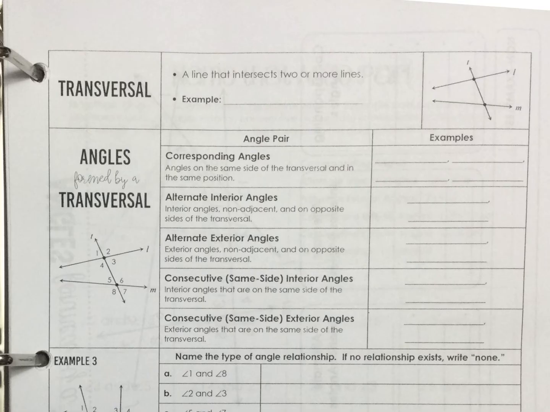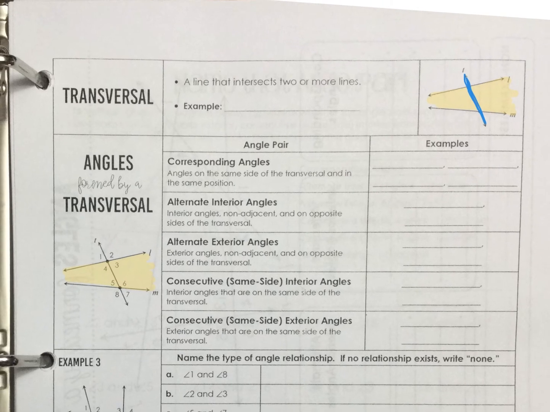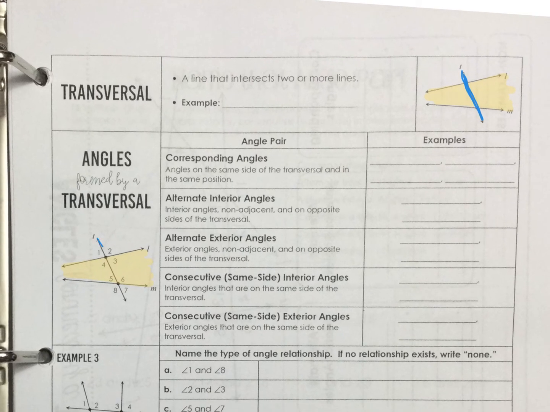We're just going to review at the top real quick. I'm going to color my interior, and the line that's the transversal line is this one that is going through the interior. So corresponding angles. I'm going to color this picture right here. Here's our interior. Here's our transversal. And we're just going to label some angles.